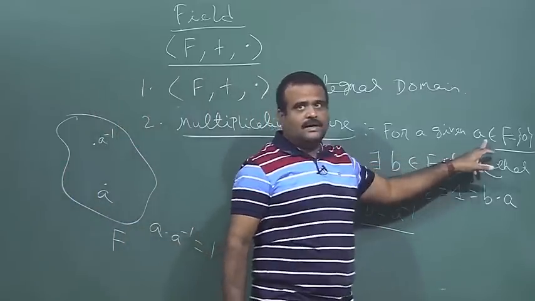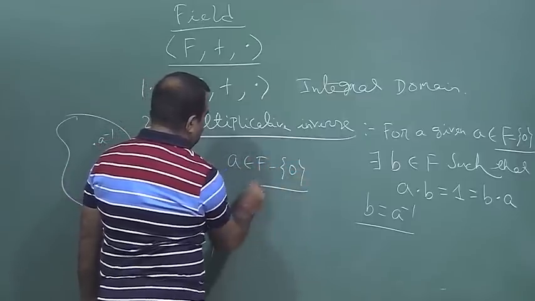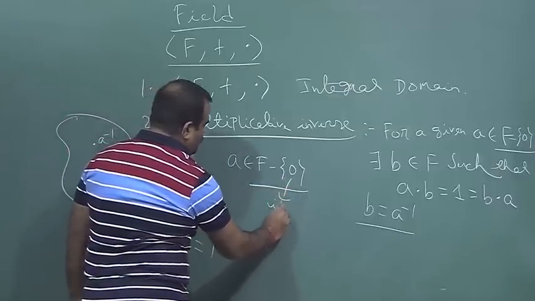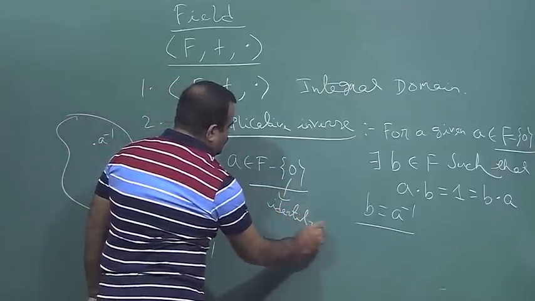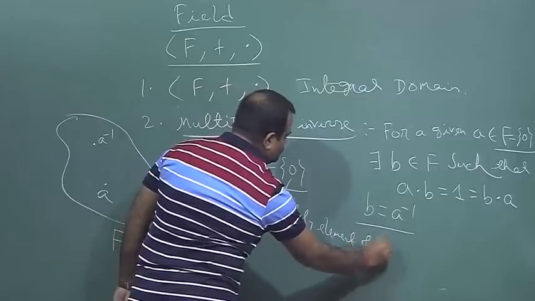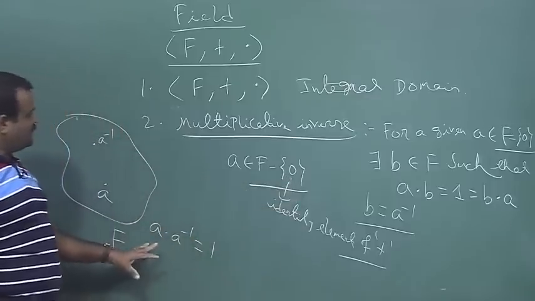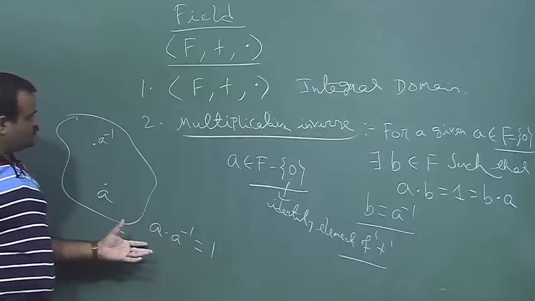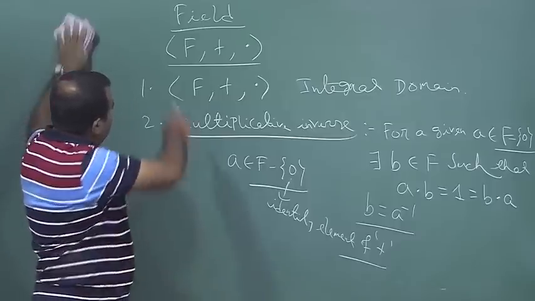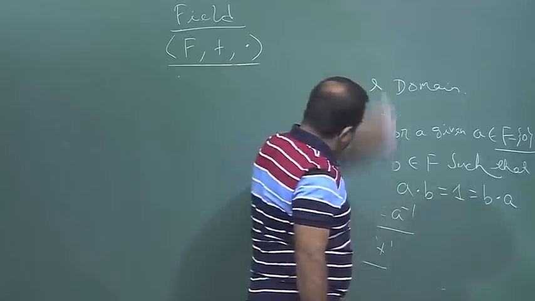So, other than this identity, A is coming from F minus 0. Because this 0 is the additive identity element of plus, it has no inverse basically. So, other than this 0, every element should have an inverse. Now if this is satisfied, then this F along with this operation is called a field.